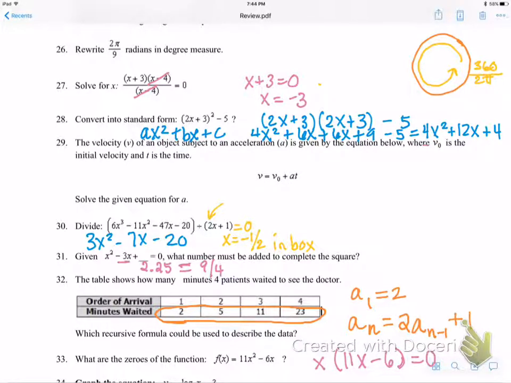So we're going to set each of these factors equal to 0, and we'll have x equals 0, or 11x minus 6 equals 0. If you solve each of those for x, you get two solutions. One is x equals 0, and the other is positive 6 divided by 11.